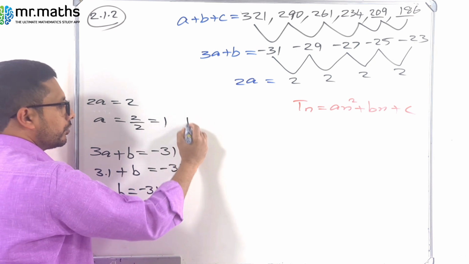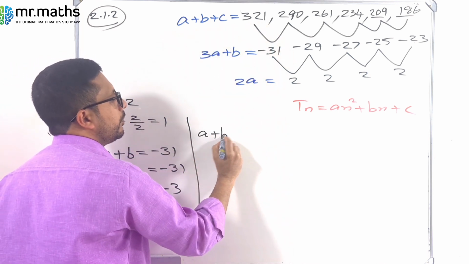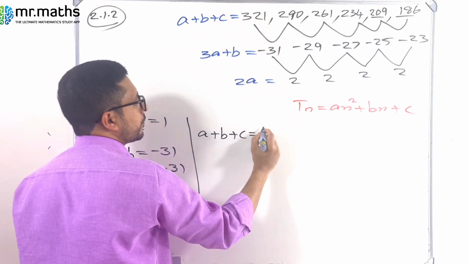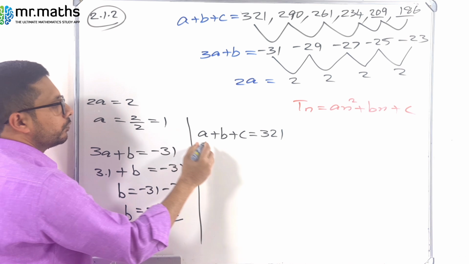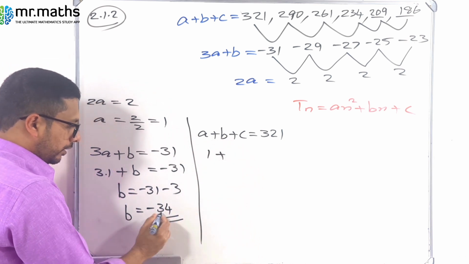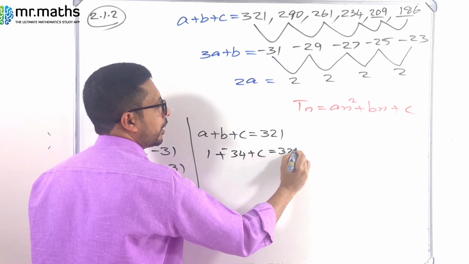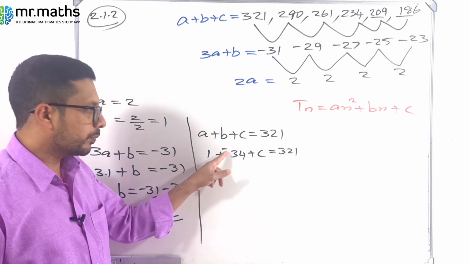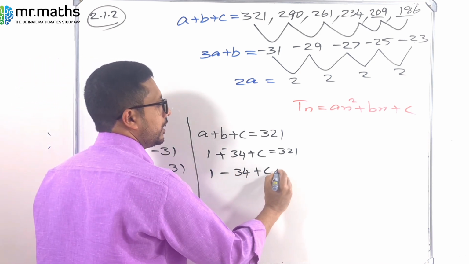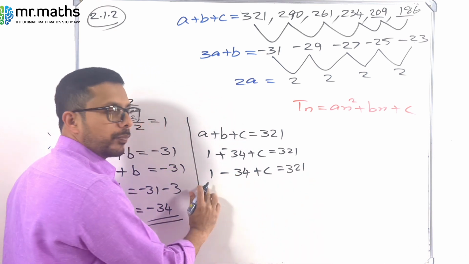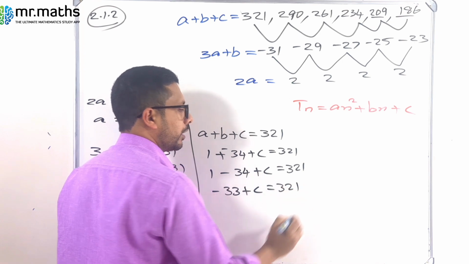Okay. Now we have to find the value of c. So for that there is one more equation here. a plus b plus c is equal to, what is the first term? 321. Substitute the values. We know a as 1 plus, we know b, that is minus 34, plus c is equal to 321. So here plus minus is minus, am I right? So it is 1 minus 34 plus c is equal to 321. What is 1 minus 34? Minus 33 plus c is equal to 321.